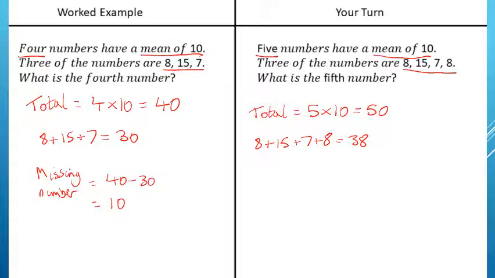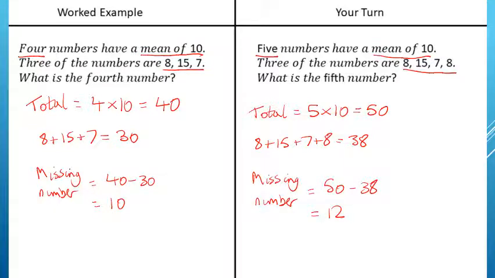You'll notice that we've just added an extra 8 compared to the question on the left hand side, so that's why our current total is increased by 8, and therefore our missing number is going to be 50 take away 38, which is 12.